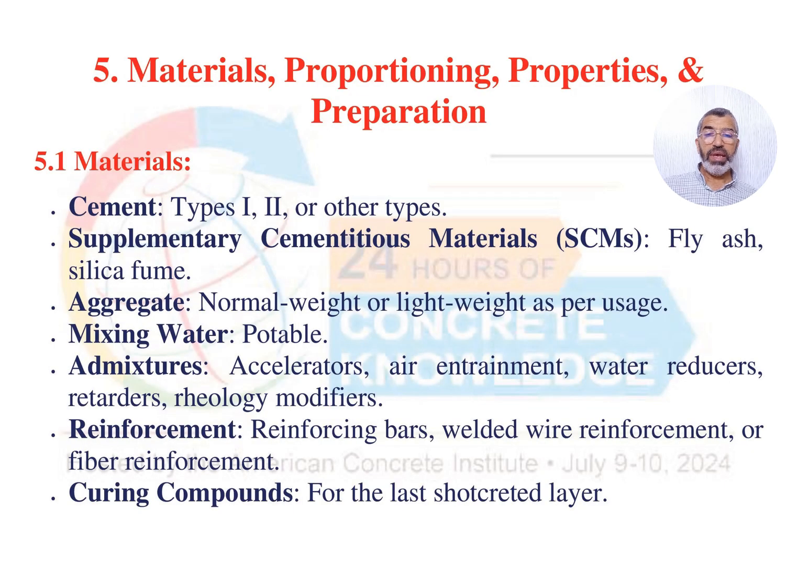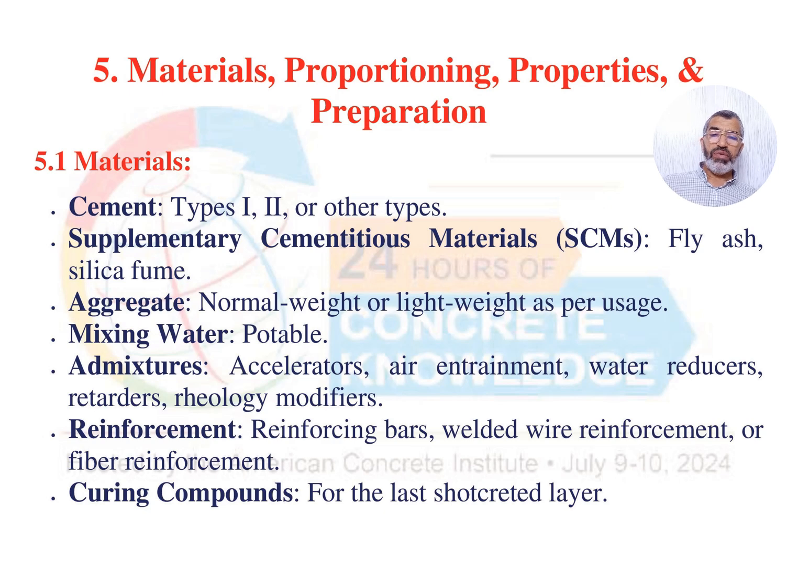Now the fifth topic is the materials, proportioning, properties, and preparation of the shotcrete. The materials used in shotcrete include the cement, with its type 1, 2, or other types as per the required properties, and supplementary cementitious materials, SCMs, like fly ash, silica fume, and others. Then the aggregate, which may be normal weight or lightweight as per the usage and the required properties for the work. Then the mixing water, which is potable water.